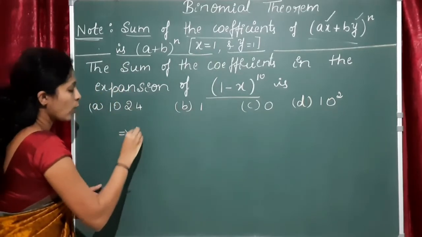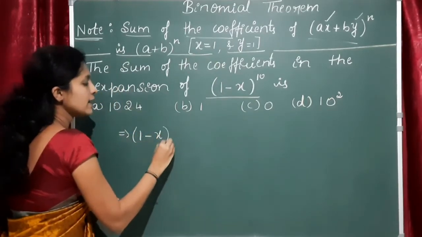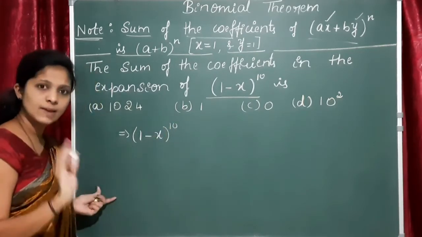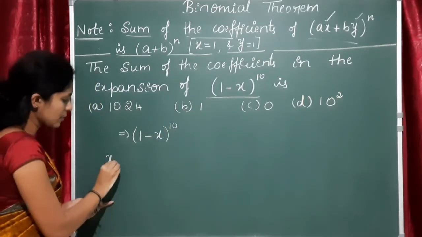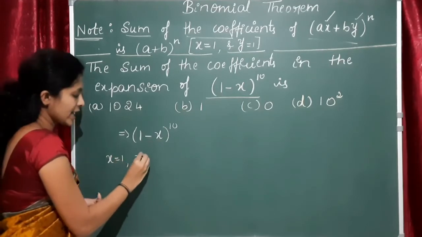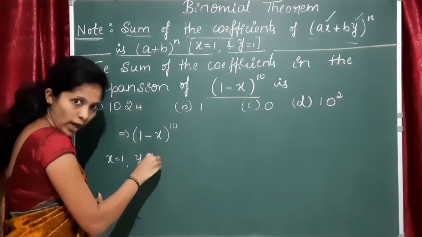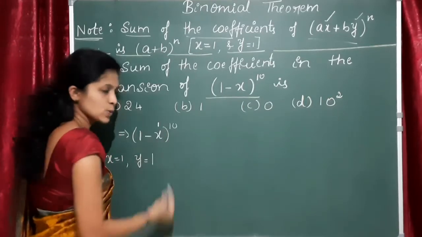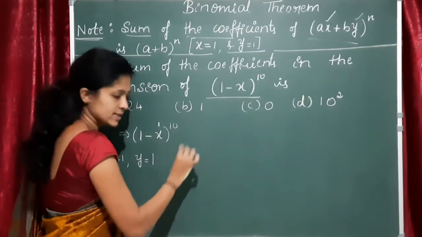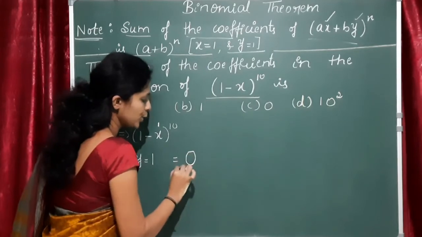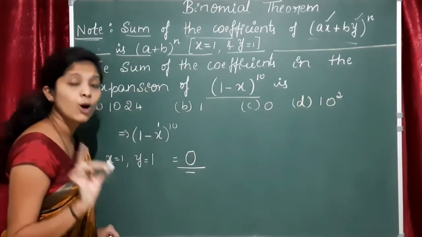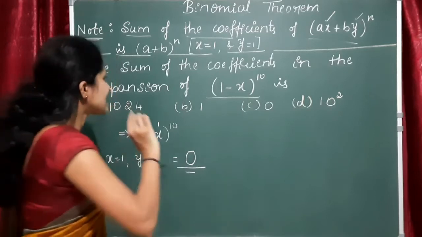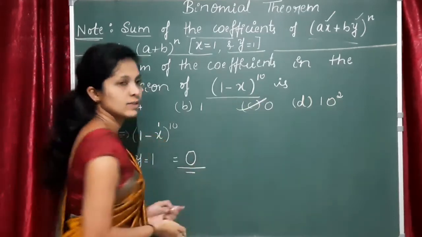What is it? 1 minus x whole to the power 10. To find the sum of the coefficients, we have to substitute x is equal to 1 as well as y is equal to 1. Here anyway the value of y is not there. So if I substitute x as 1, 1 minus 1 will be 0, 0 to the power 10 will be equal to 0. So sum of the coefficients will get it as 0. So answer is C. Nice problem, right?